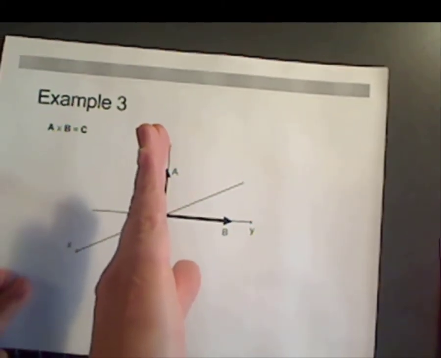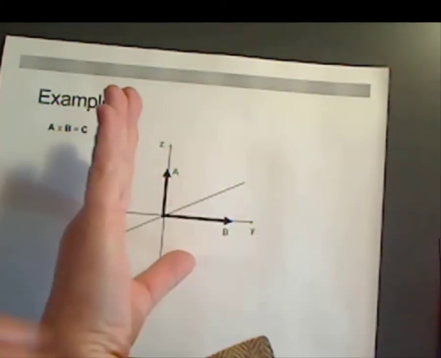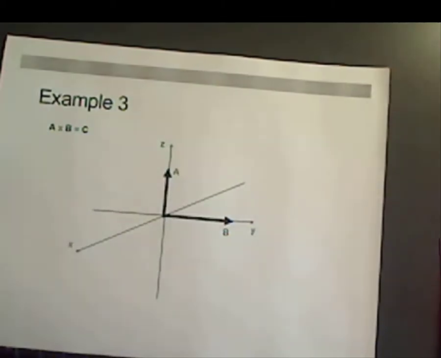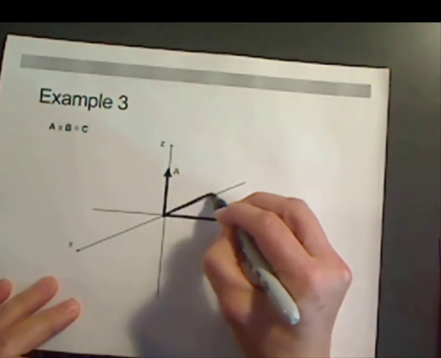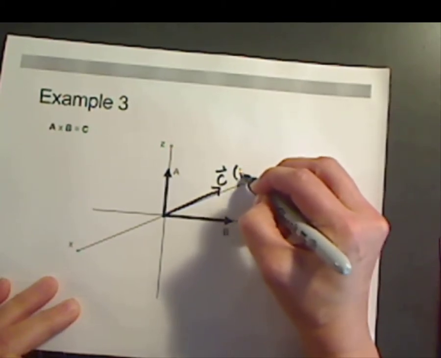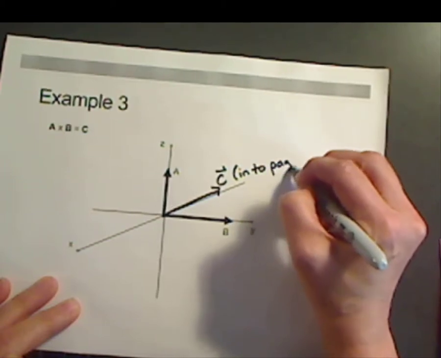A points upward towards the top of the page, B points to the right, and now you can see my thumb points in. That's going to be along the negative x-axis. I'm just going to make a note that that is into the page.